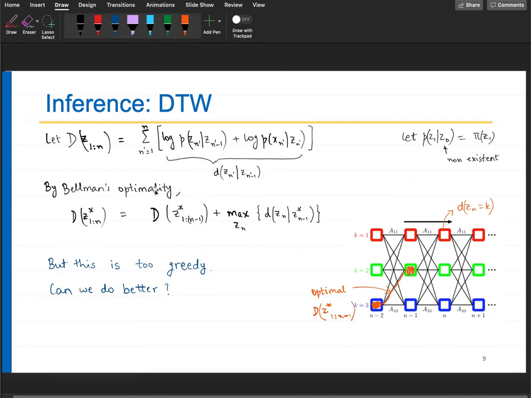So you remember Bellman's optimality condition, that your D of Z1 to n can be broken down into D of Z1 to n minus 1, the optimal part, which you already have where you have reached, plus this part, where you are looking at the next nodes and deciding which one I should use to make the transition. Is this clear?